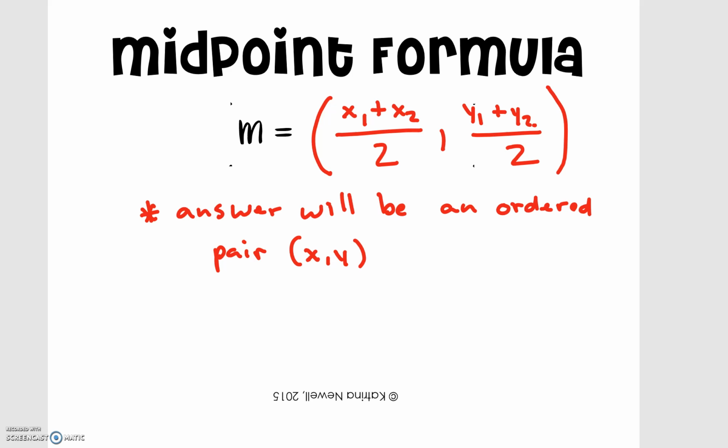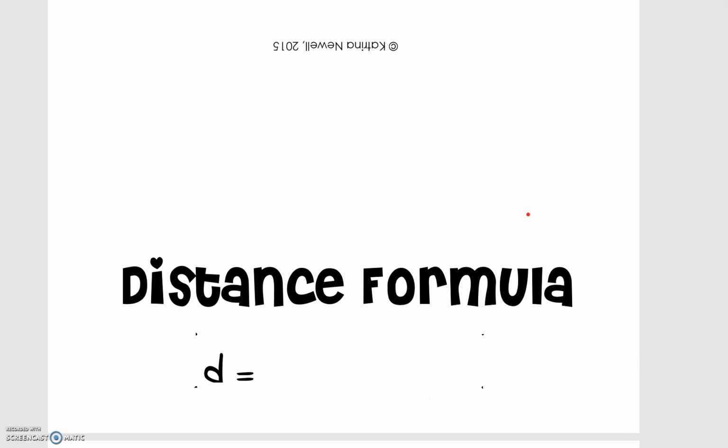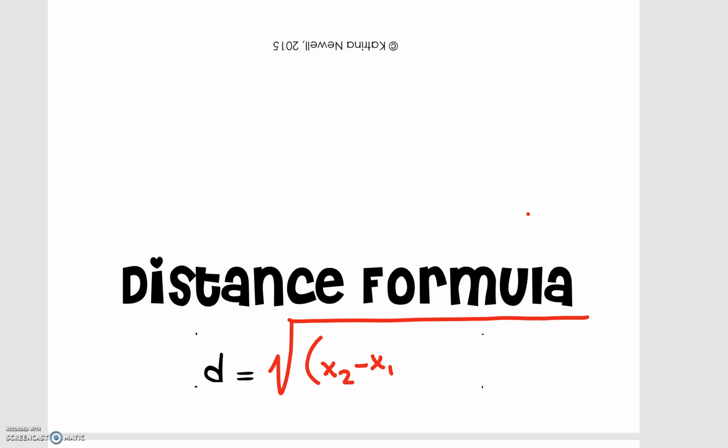All right, next we have the distance formula. So the distance formula is going to be the square root of x sub 2 minus x sub 1 all squared plus y sub 2 minus y sub 1 all squared. You're going to be using these formulas a lot, so make sure you're reading them and you understand how to use them.